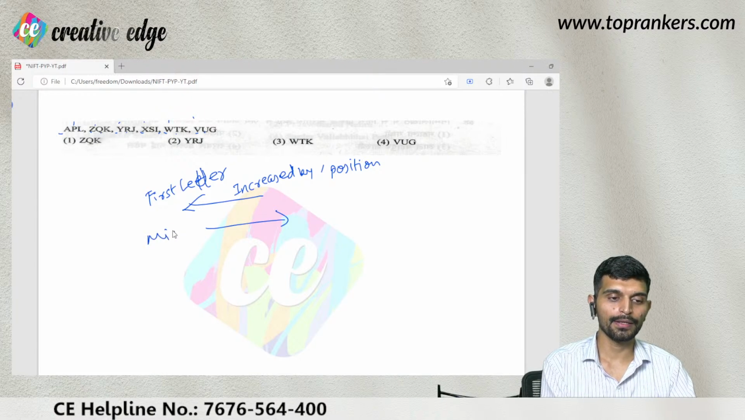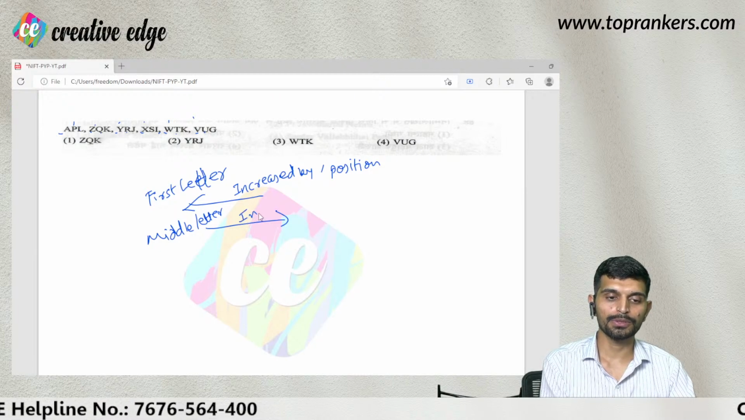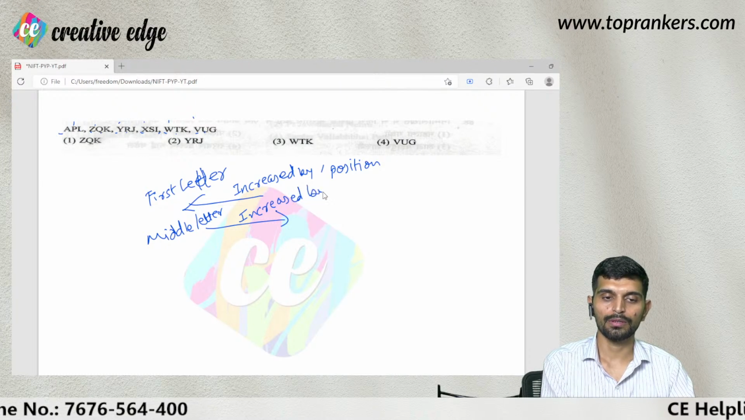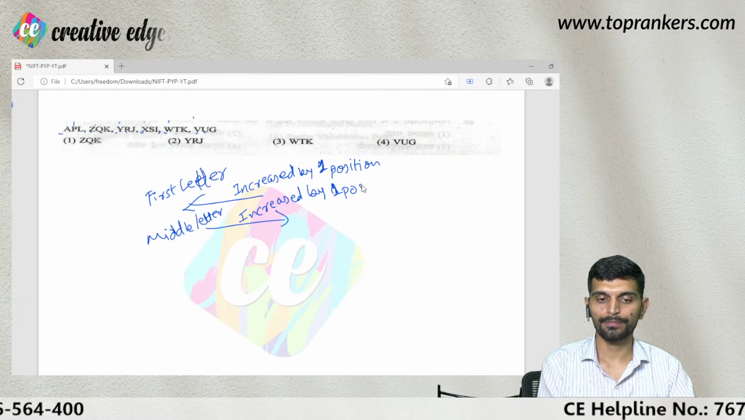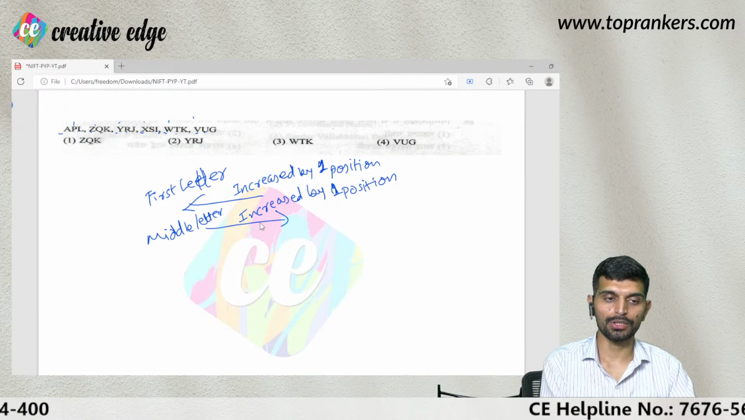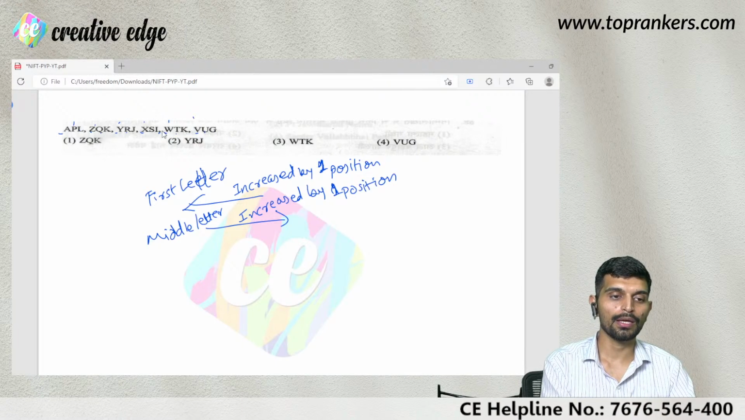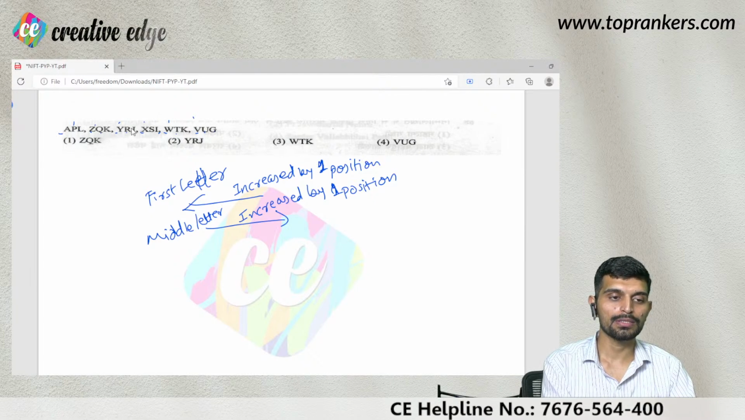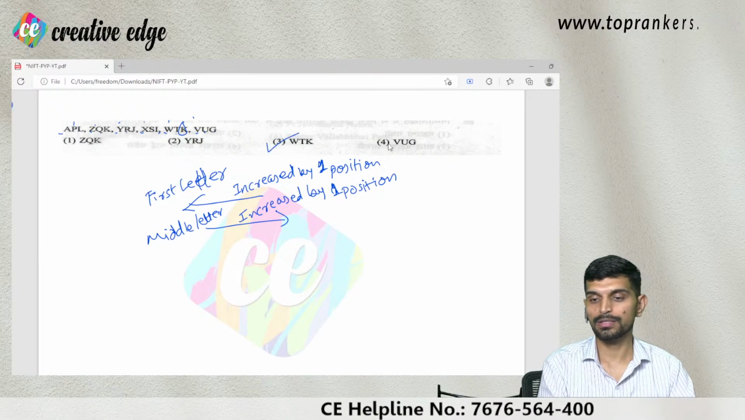Middle letter, increased by one position left to right. One position, one position. This is one position left to right, the direction of the arrow. Then L, G, K, I, J. So L, K, J, I. It has to be H, not K. So the answer is the third one.